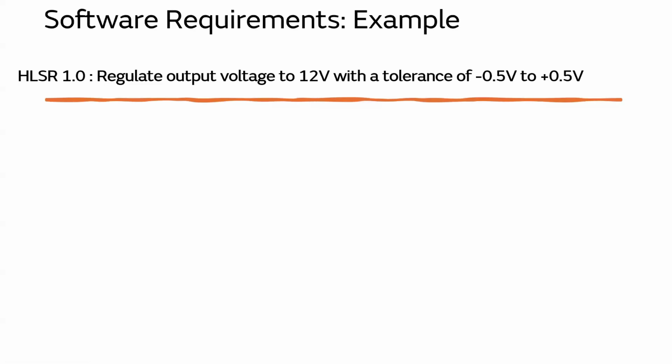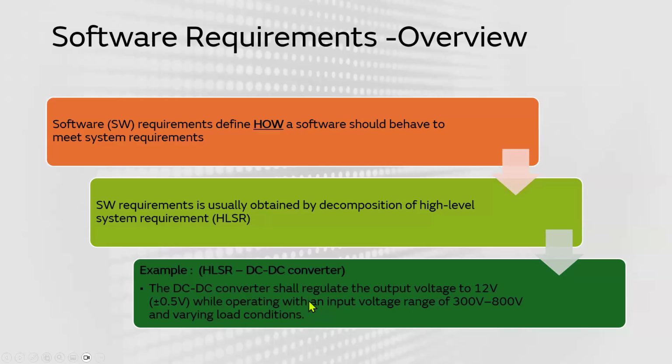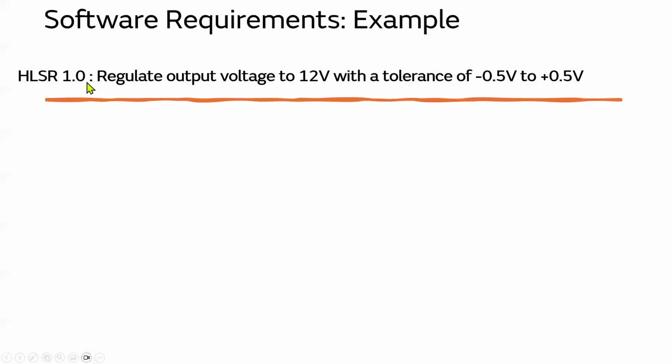So that requirement of the high level, I'm going to decompose into a small chunk, focusing on 12 volts first for now, and ignoring the varying load. So I refine that requirement and say, okay, I want to regulate output voltage to 12 volts with a tolerance of plus or minus 0.5. Yeah. So now to achieve this, I need the software requirements.